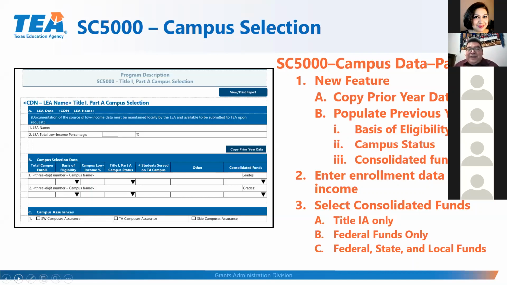You will still have to enter in enrollment and your low income percentages for each campus. But just because it pre-populates doesn't mean that those 3 line items you can't change. You can change the basis of eligibility and the campus status before you save and submit.